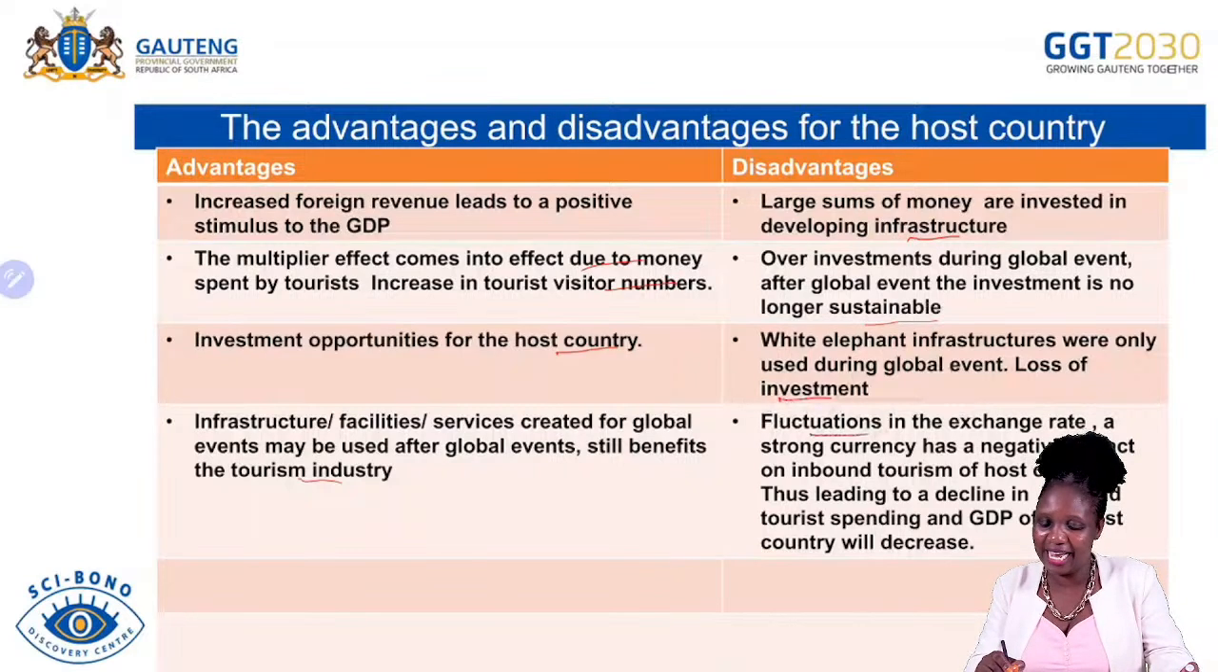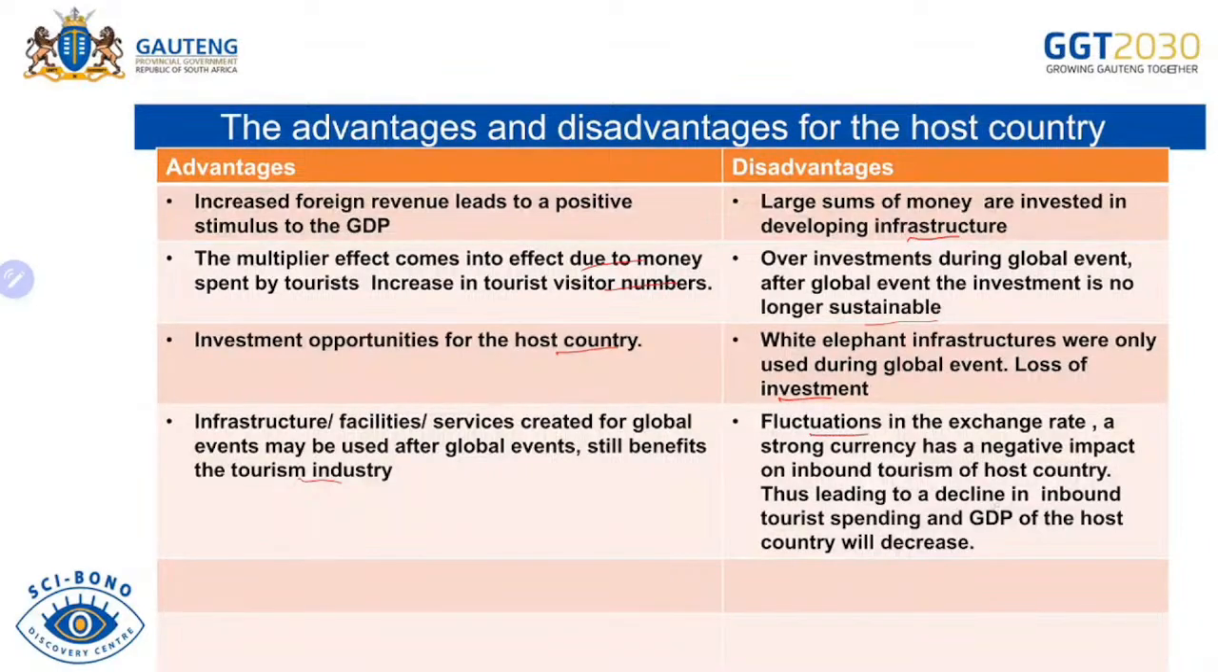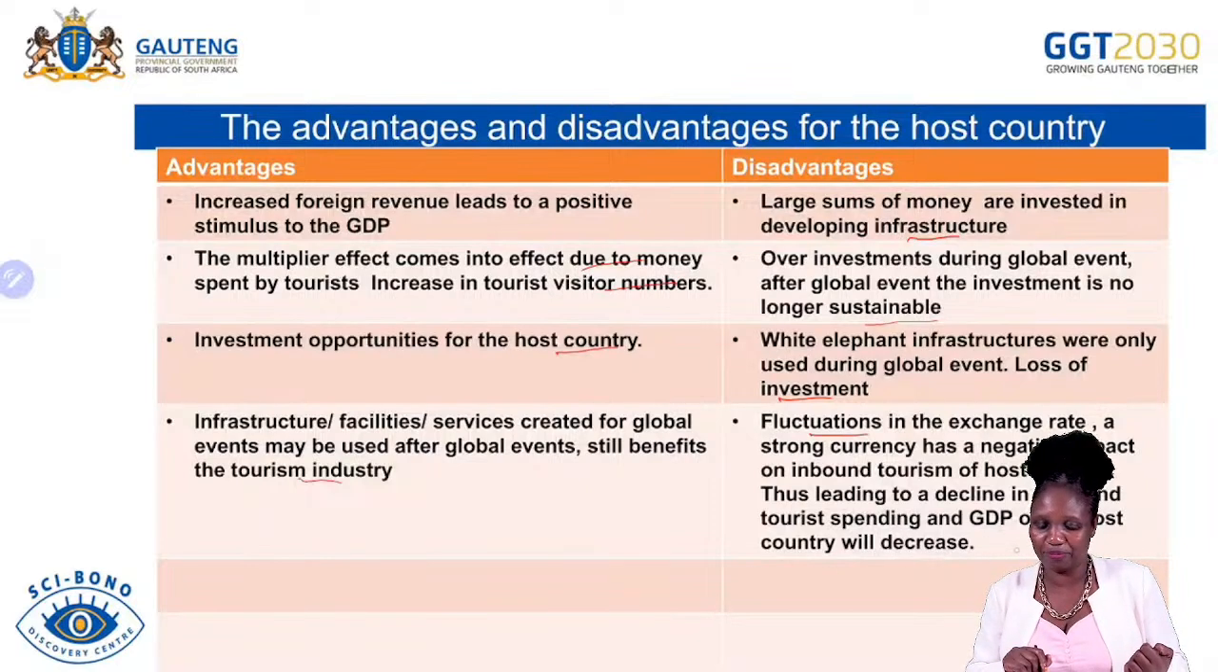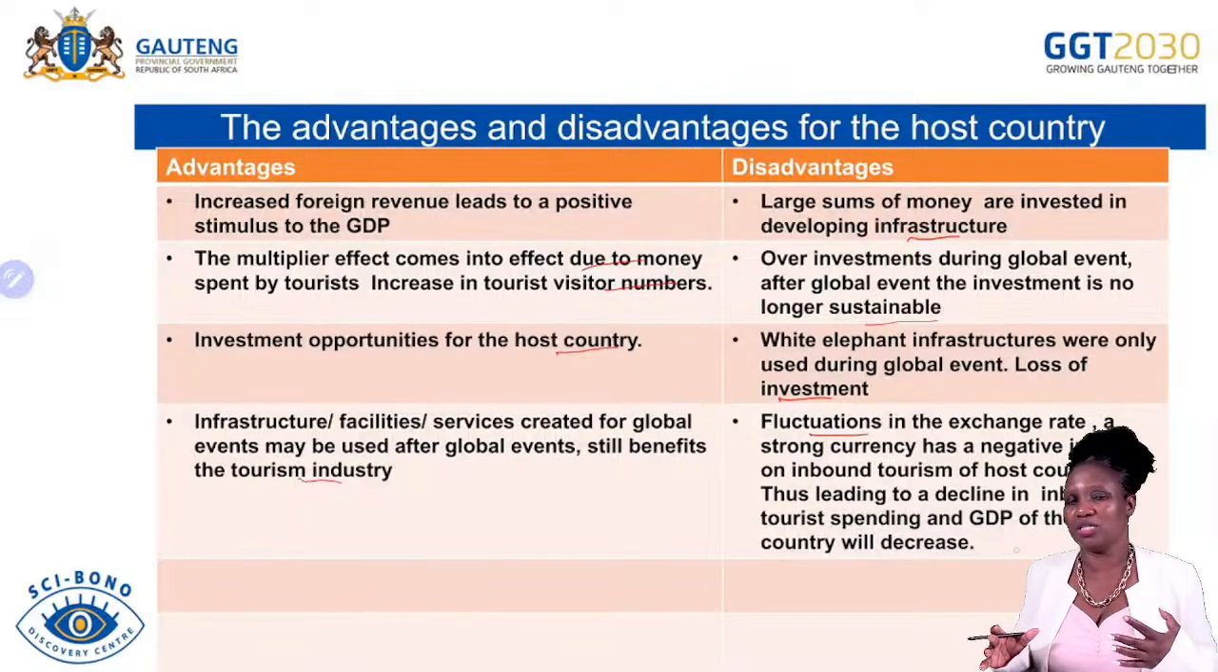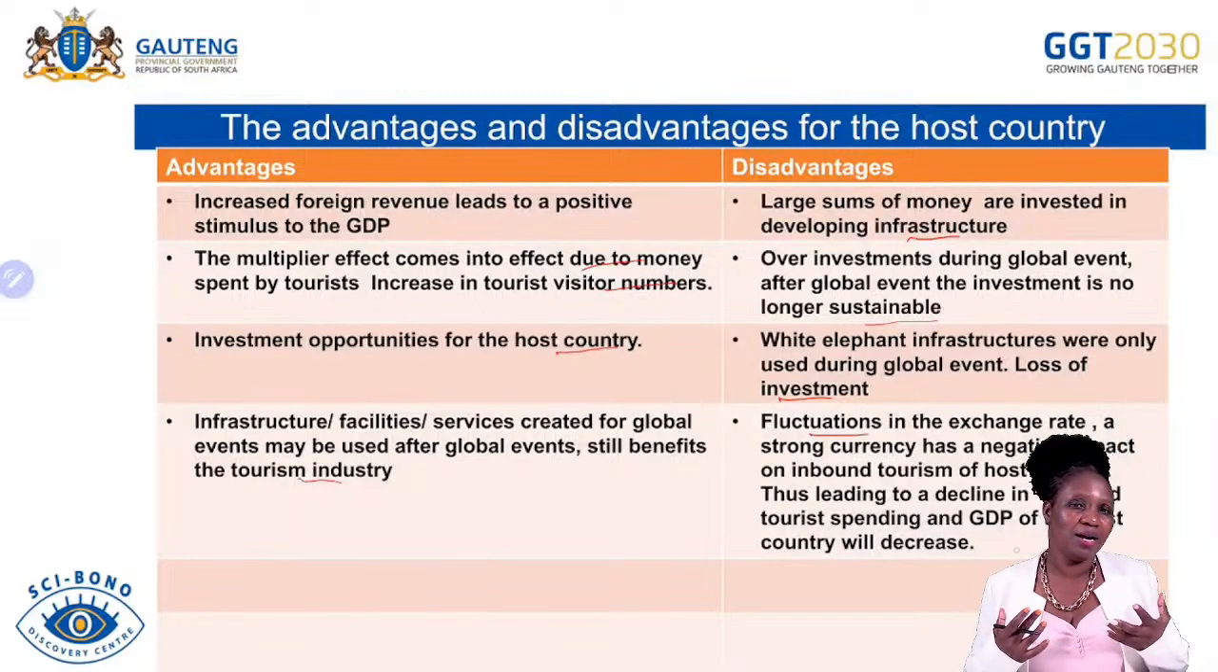And then fluctuations in the exchange rate. A strong currency has a negative impact on inbound tourism of the host country. This leads to a decline in inbound tourism, and the tourist spending and GDP of the host country will decrease. All right, what are we talking about here? We are talking about the value of the money.